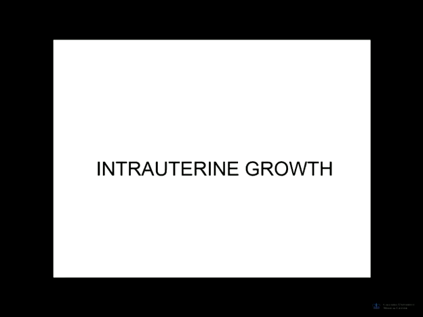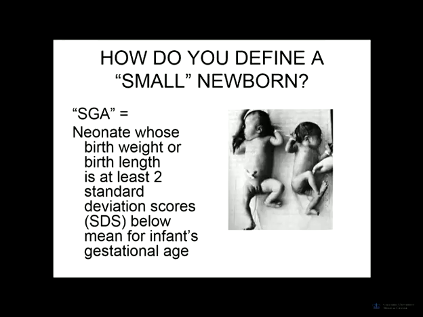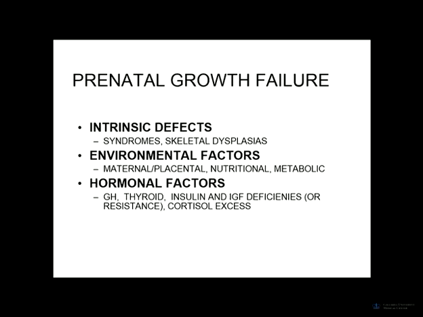Slides on intrauterine growth. How do you define a small newborn? Small for gestational age is a newborn whose birth weight or birth length is at least 2 standard deviations below the mean for the infant's gestational age. And there are 3 big causes of prenatal growth failure: 1, syndromes and skeletal dysplasias; 2, environmental factors; and 3, hormonal factors.